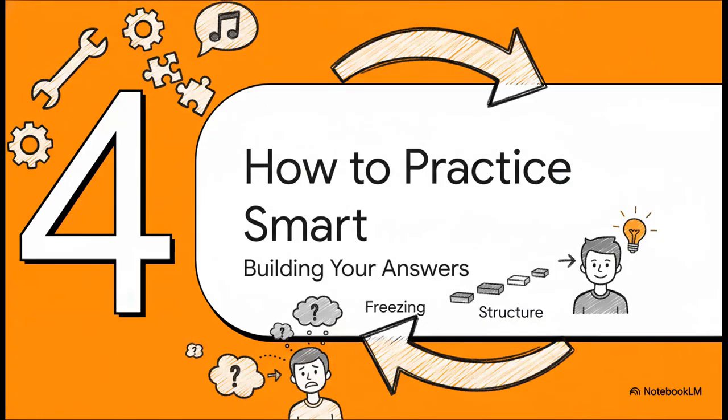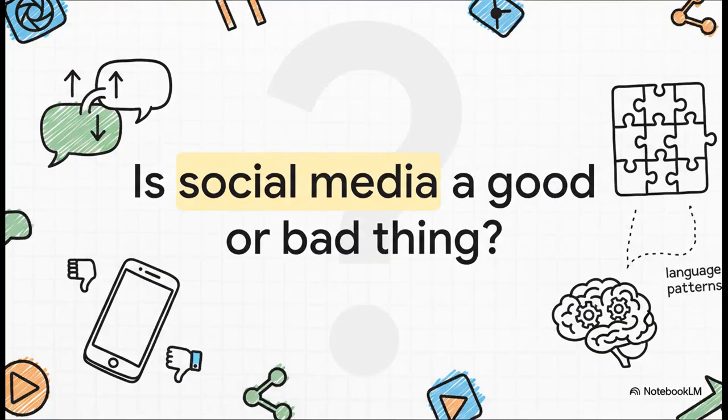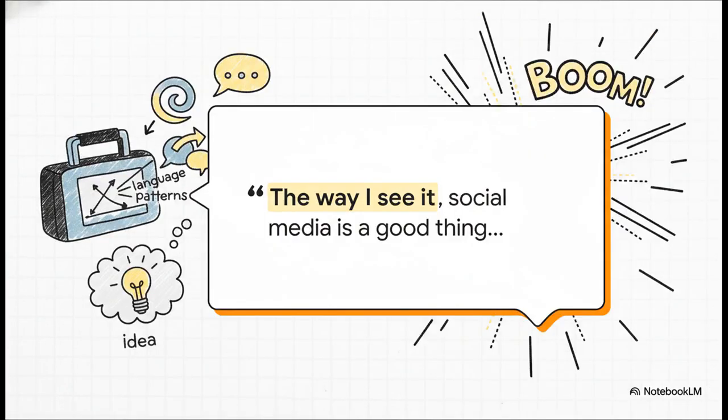So we have the tools now, but how do we actually put them together to build a great answer without freezing? Let's walk through it step by step. Okay, imagine you get asked this classic question, is social media a good or a bad thing? Now, instead of panicking and trying to find the perfect words, we're just going to reach for our new patterns. First things first, we are not starting from scratch. We just grab an opinion pattern from our toolkit, the way I see it, and then we just add our simple idea. And just like that, we're off to a great, confident start.